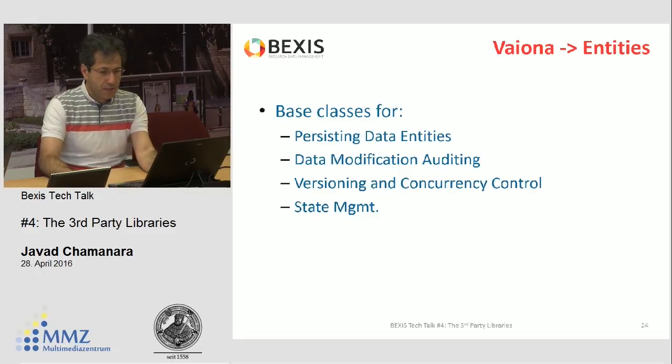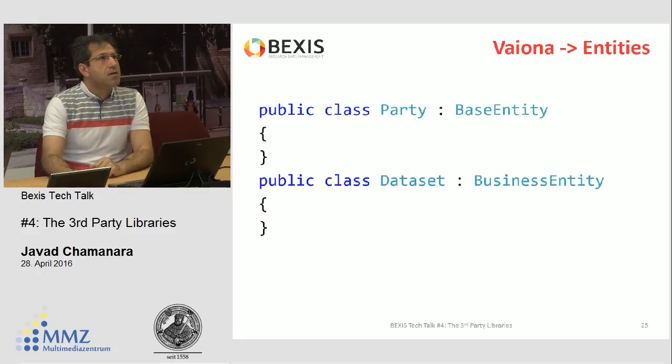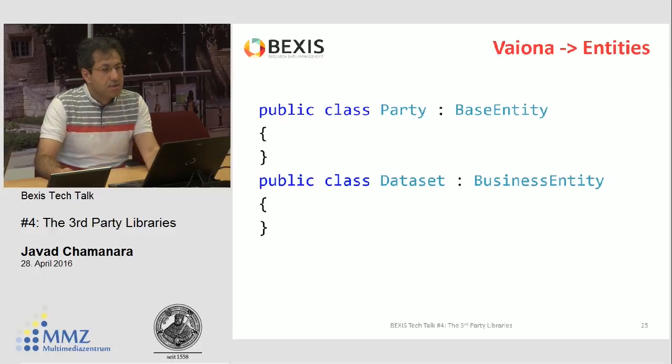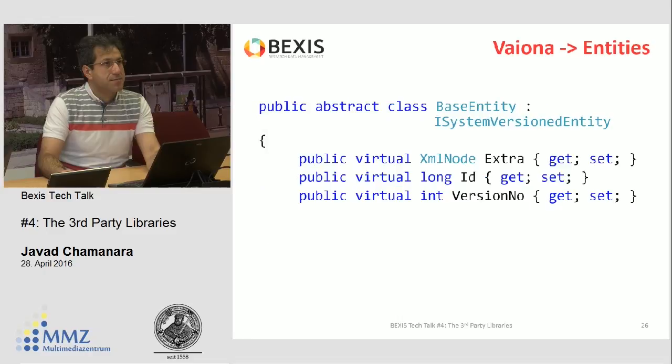For example, here this is a party class that represents a person or an institute, a subclass of a base entity. There is another class named dataset, which is a subclass of business entity. So we have at least two base classes, one base entity and one business entity, and we will see what is inside these base classes.